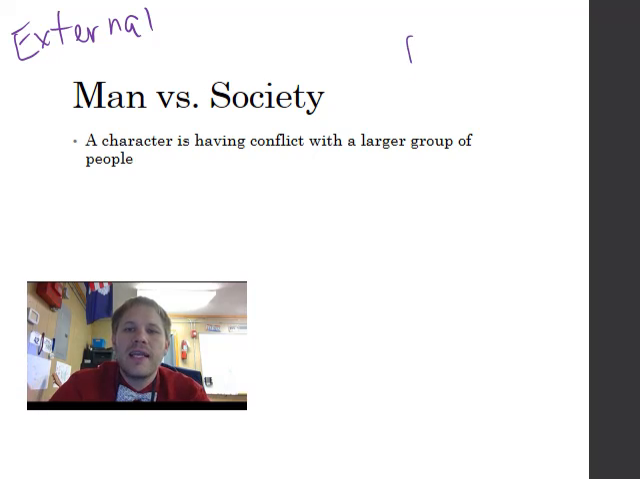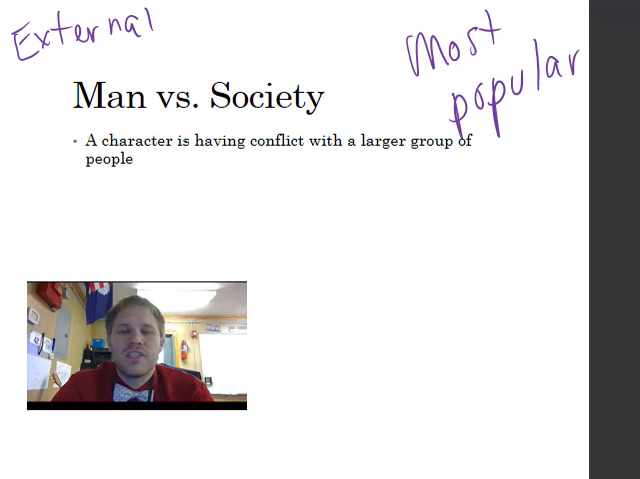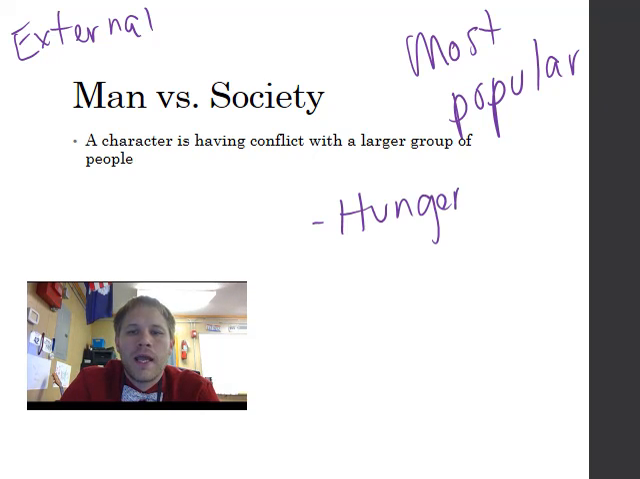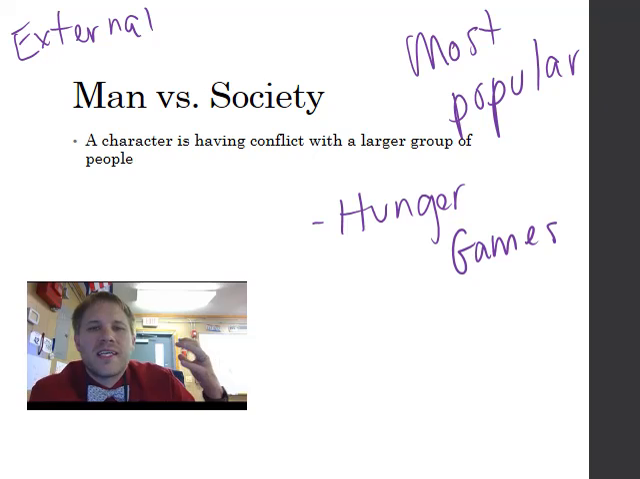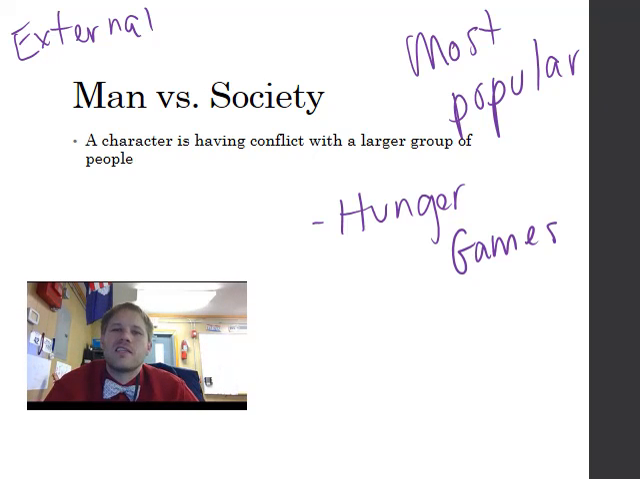Man versus society is the most popular form of conflict today. Lots of the stories in the movies that you have seen are man versus society. So I'm going to give you a couple of examples. One example would be The Hunger Games, if you've seen those movies or read those books. In The Hunger Games, you have Katniss, this one major lead character, and she's going against all of society. She's going against the Capitol. She's going against the system.